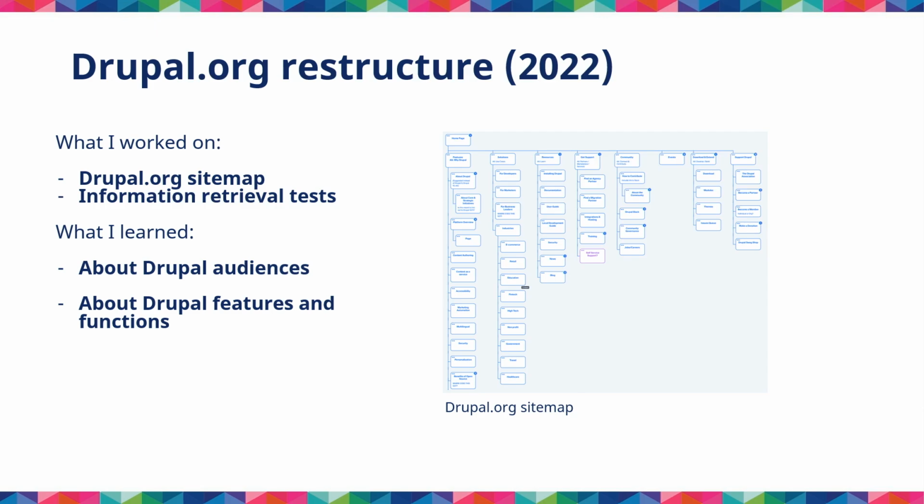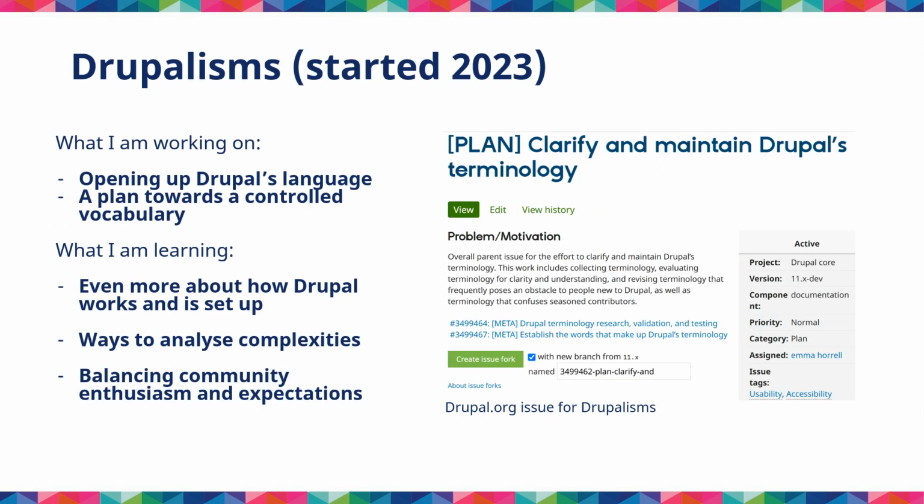The Drupal.org restructure, as I said, I worked on putting together a sitemap and working out, so that helped me understand the audiences that are coming to Drupal. So not just people like us at the university that use Drupal, but also people that might be curious about Drupal, and also, of course, the developer community coming to Drupal.org to find what they needed. So I did a series of information retrieval tests to work out how people navigated Drupal, what they were curious about.